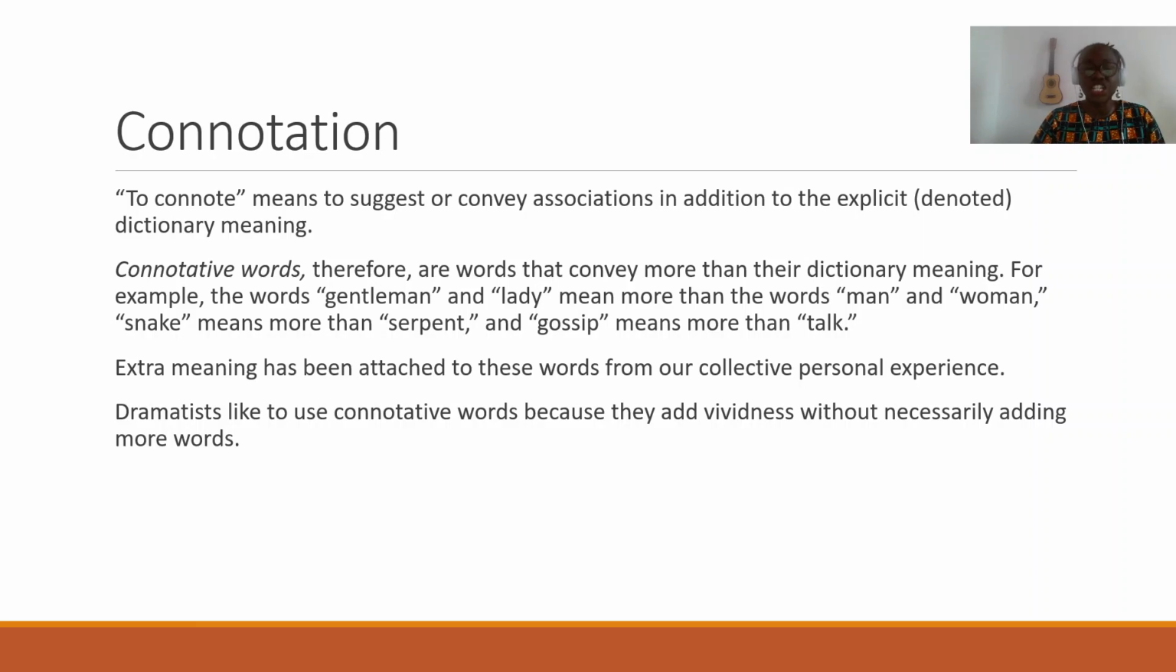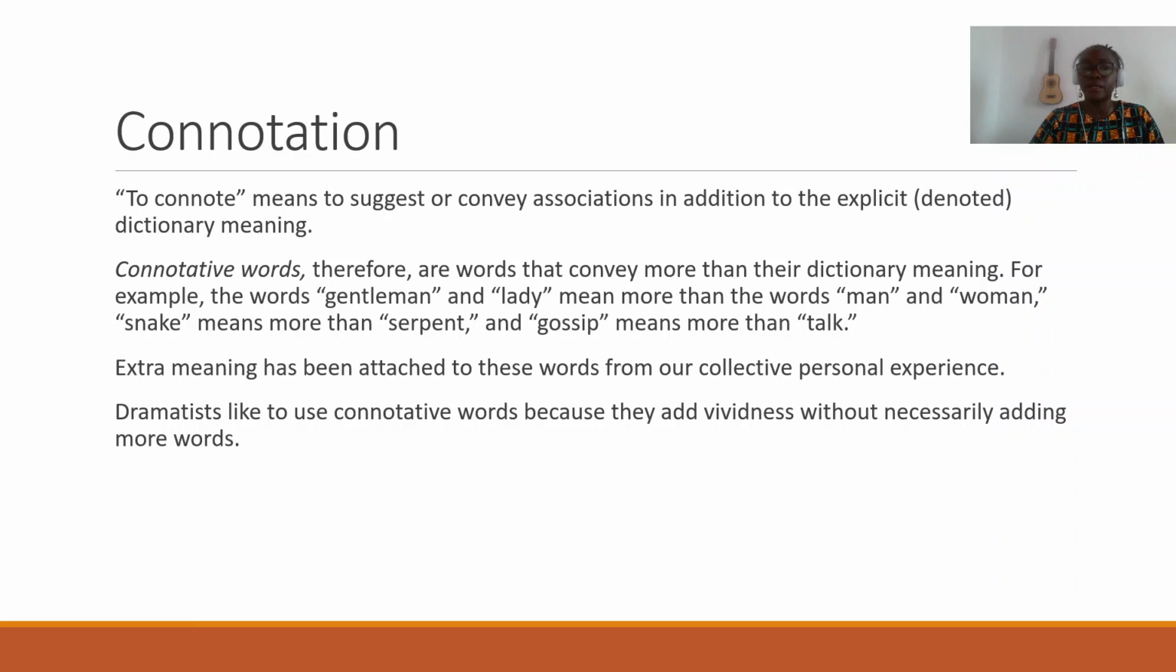So that is what connotation means. It means adding more meaning than the dictionary definition of a word. So they add extra meaning to these words, and these extra meanings come from our collective experiences. Because if you don't have that collective experience as a member of a particular society, when somebody says snake, you will just think, oh, where is the snake? But in reference to a person, we all collectively know that, oh, this person is a snake.